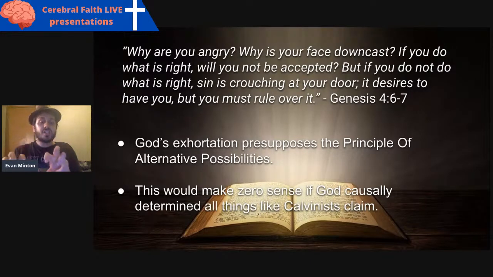This is the view that God causally determines all things that come to pass. Every word, thought, and deed of every human being who ever has lived and ever will live. Every single molecule that vibrates in the universe is done by his will. It is exhaustive divine determinism. And what I'm arguing here is Genesis 4:6-7 would make no sense if this view of God's sovereignty were right.